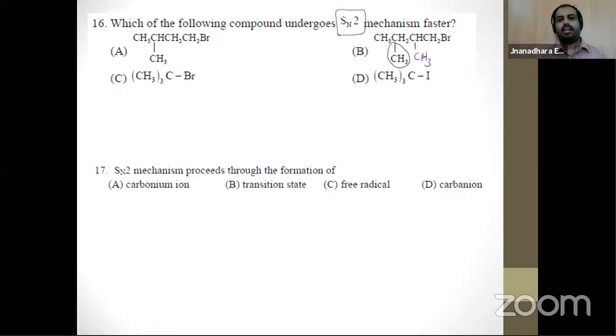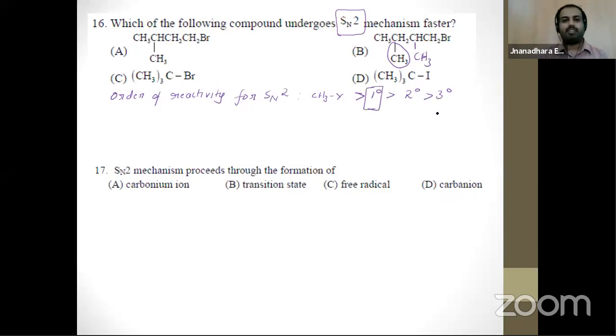The mechanism asked here is SN2, right? We know that the order of reactivity for SN2 is methyl halide greater than primary, greater than secondary, greater than tertiary, right? So we'll have to look for primary alkyl halides because that's what is more reactive, because methyl is not there here. Now which are the primary ones?